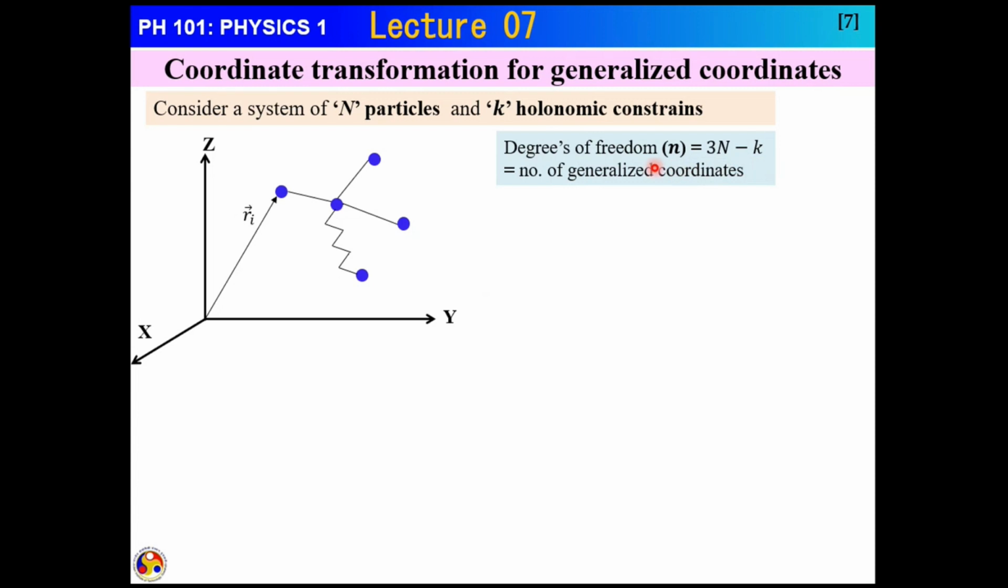So the degrees of freedom will be 3N minus k. We are not including the rotational degrees of freedom for these particles. You can treat all these particles as point particles.